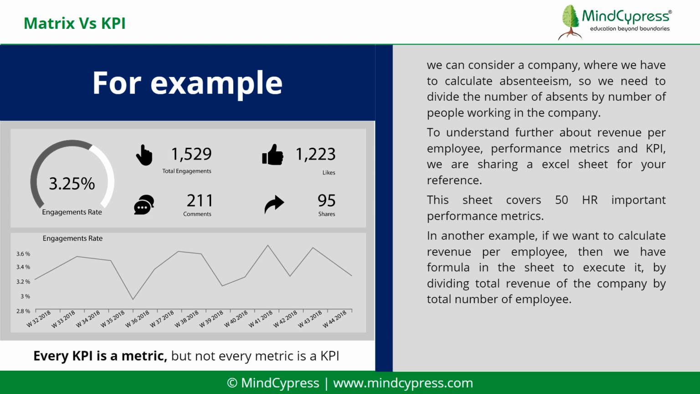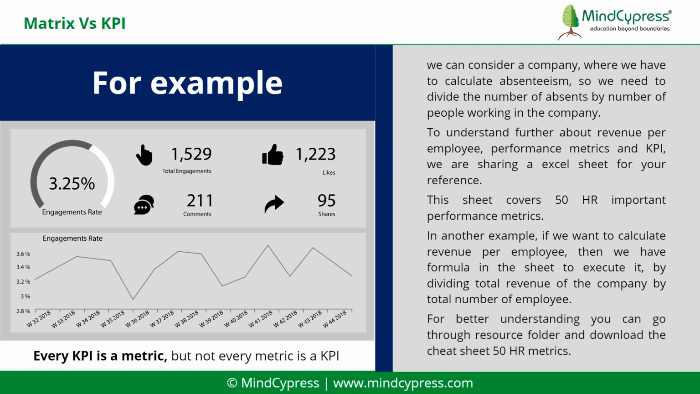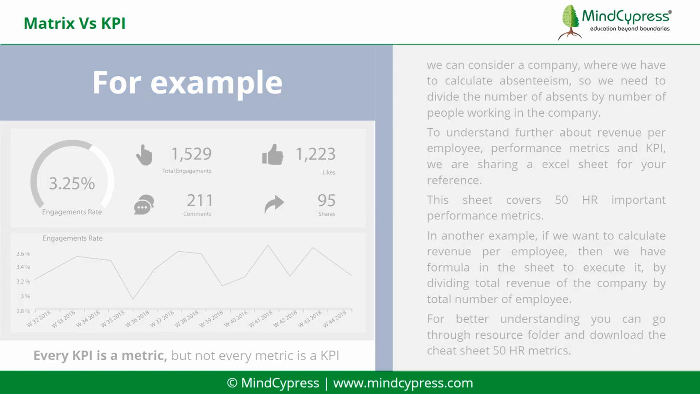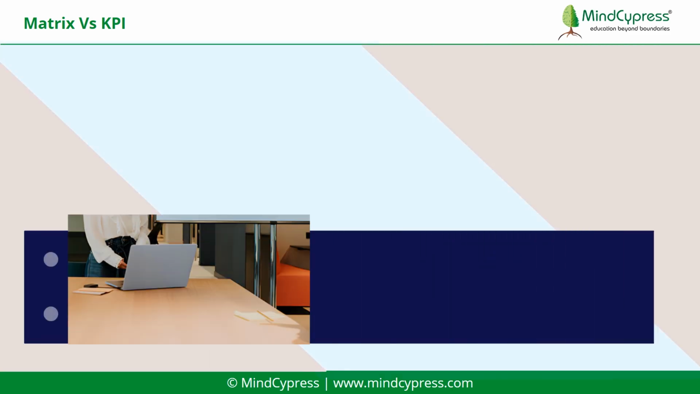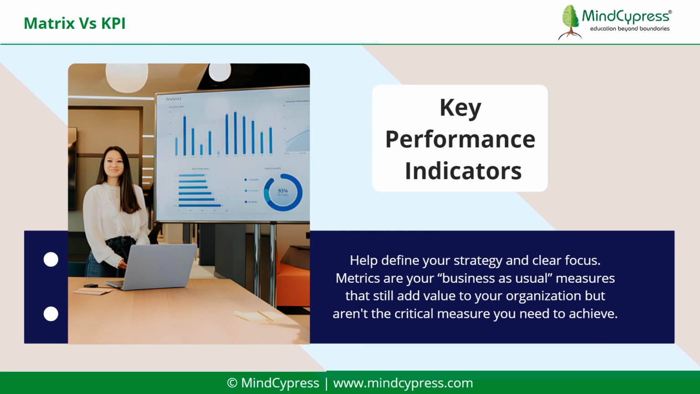Every KPI is a metric, but not every metric is a KPI. For better understanding, you can go through the resource folder and download the cheat sheet, 50 HR metrics. Key performance indicators help define your strategy and clear focus. Metrics are your business as usual measures that still add value to your organization but aren't the critical measure you need to achieve. For example, engagement rate, retention rate.